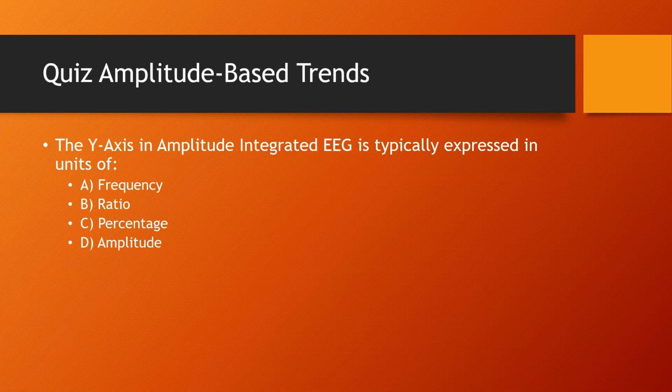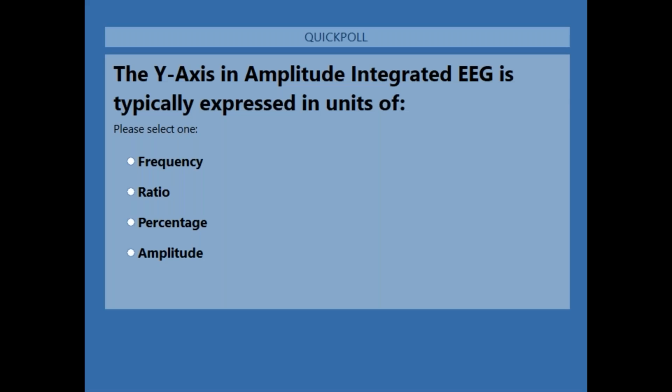Next question. Laura, if you can launch this one. The y-axis in amplitude integrated EEG is typically expressed in units of. So this is amplitude integrated EEG. Our choices are frequency, ratio, percentage, and amplitude. And it's in the name. So hopefully everybody will get this correct.